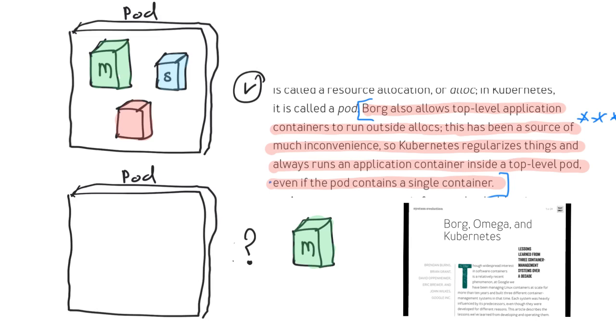So Kubernetes regularizes things and always runs an application container inside a top-level pod, even if the pod contains a single container. This is why, even if you have one container, you run it in a pod. It makes the process the same no matter how many containers you want to run: you always wrap it up in a pod. That simplifies the process, and it makes it the same no matter what kind of application you have; you run it the same way in Kubernetes. And this is where Google's experience at running things at Google scale, and doing it for a while, helps Kubernetes a lot, because Google has already detected and solved most of the problems that we may encounter, especially at scale.